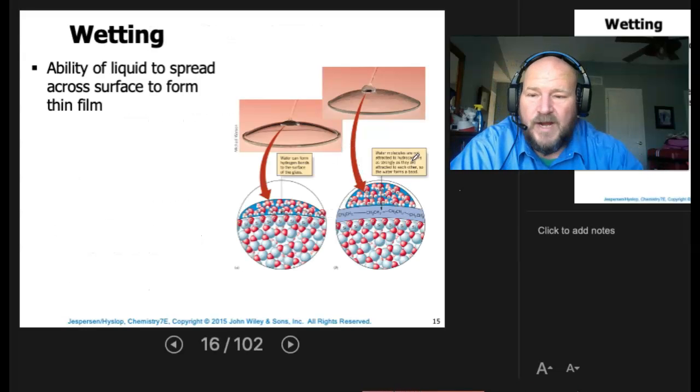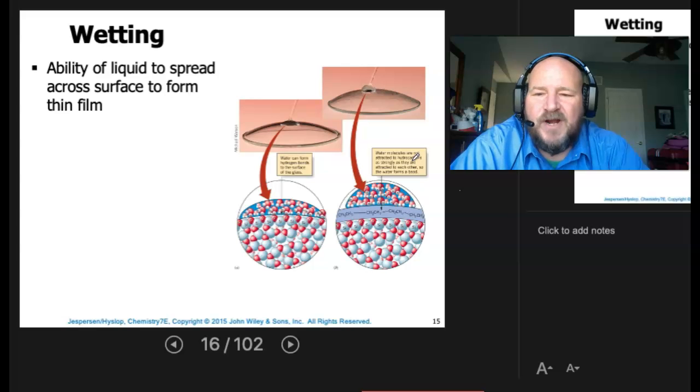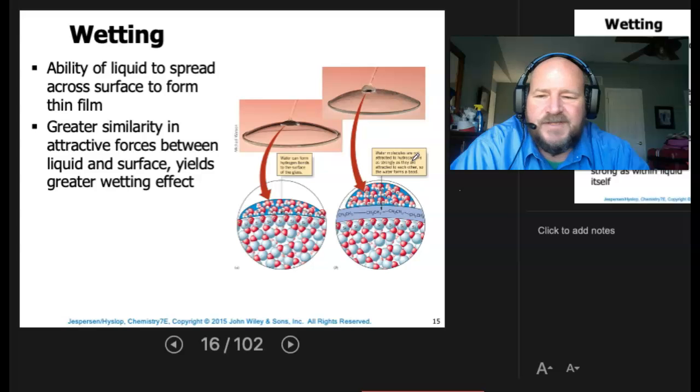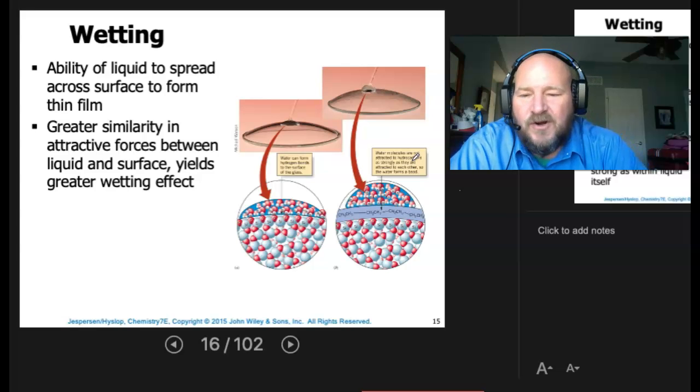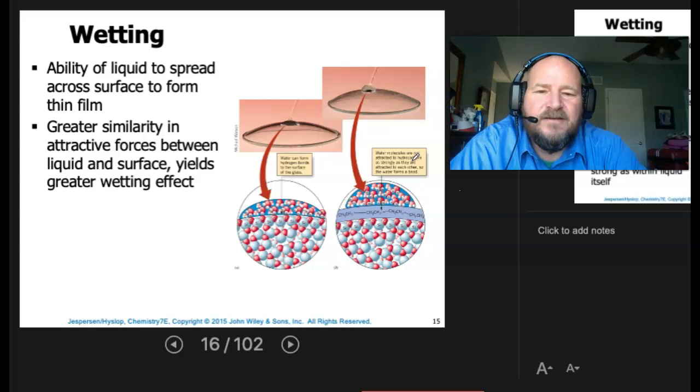All right, there's the term wetting. This is the ability of a liquid to spread across a surface to form a thin film. Right? Water, of course, does that. So a greater similarity in attractive forces between liquid and surface gives water a greater wetting effect.